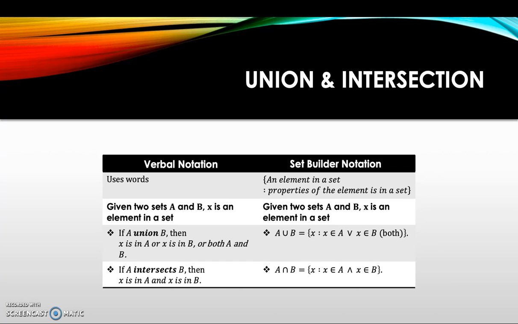So for verbal notation we would have, given two sets A and B, X is an element in a set. If A union B, then X is in A or X is in B or both A and B. If A intersect B, then X is in A and X is in B. For set notation we would have A union B is {X such that X is in A or X is in B or both A and B}. We may also have A intersect B is {X such that X is in A and X is in B}.